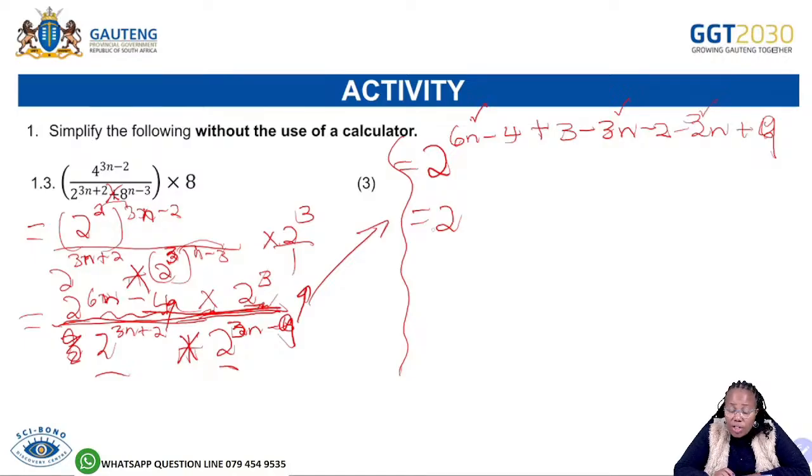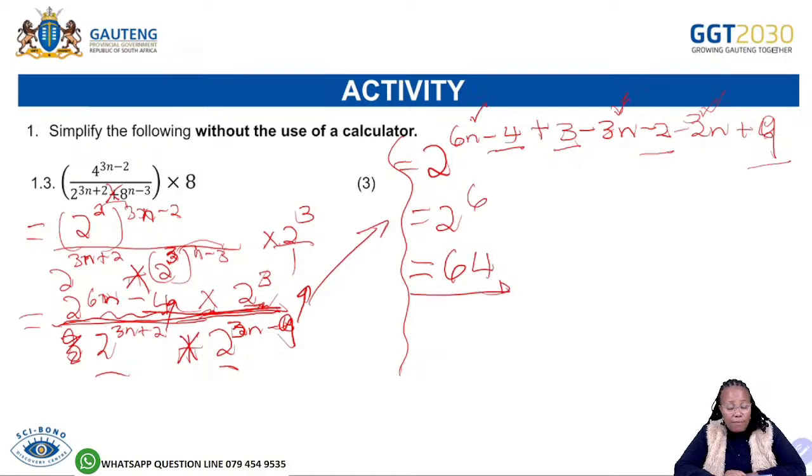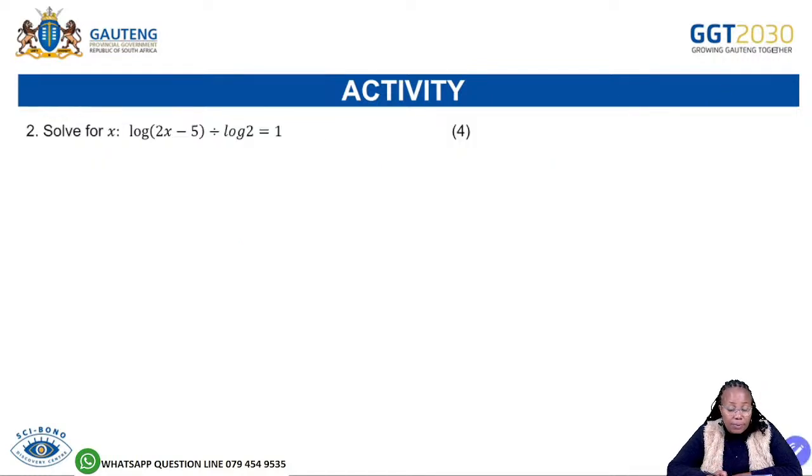Okay, and then this is 2 to the power 6n, minus 3 is minus 6, then it will give us 0. And then we have a minus 4 plus 3, that is minus 1. Minus 1 minus 2, that is minus 3. Minus 3 plus 9, that is 2 to the power 6. And then 2 to the power 6 is equal to 64, grade 12. So that is the answer for that particular problem, which is worth 3 marks.